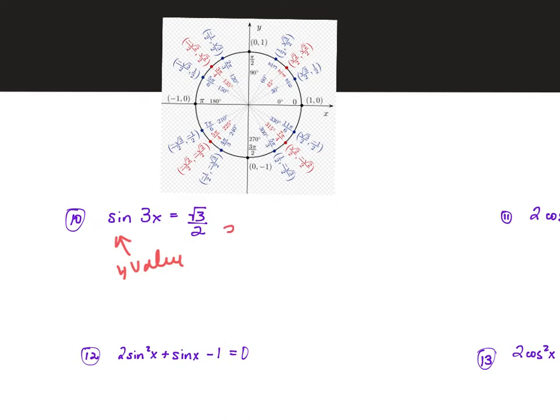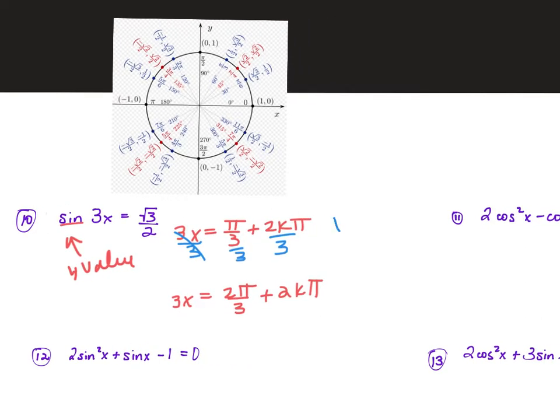So I'm going to say 3x equals pi over 3. And since this is a sine function, it's plus 2k pi. And then I have 3x equals 2 pi over 3 plus 2k pi. Again, because it's a multiple angles and it's sine, it's plus 2k pi. So as we go to solve, we're going to divide everything by 3.